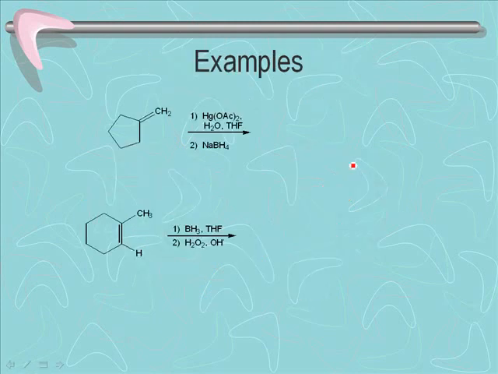So let's apply these reactions to several examples. So our first reaction utilizes the oxymercuration reaction. This reaction simply adds water. It's going to add water in a Markovnikov manner. And so the hydrogen of the water is going to end up on the less substituted carbon, and the OH is going to end up on the more.